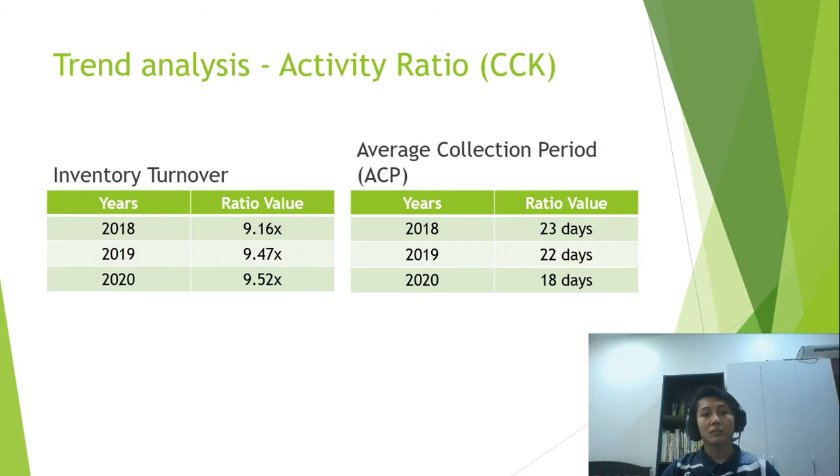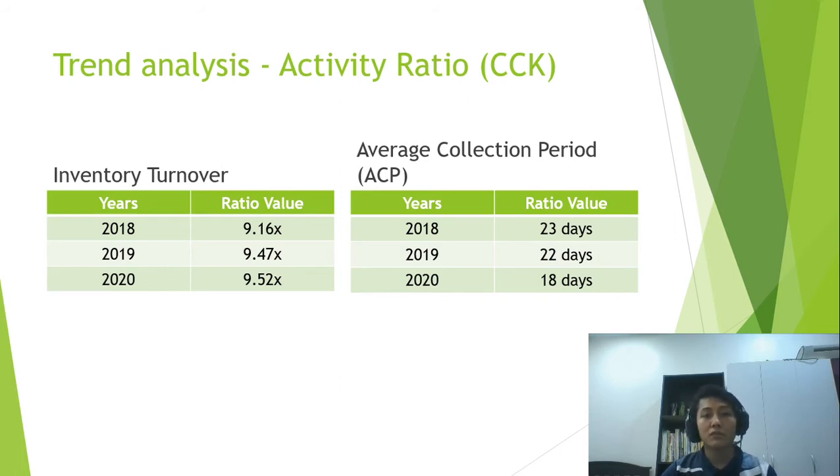We have the activity ratio, which consists of five ratio analyses. Its purpose is to measure the efficiency of the company's assets in generating sales. CCK's inventory turnover for all three consecutive years shows good ratio performance. Based on the table, we can see that the company had the highest inventory turnover performance in 2020. Therefore, it shows that the company was the most effective in using inventory to generate sales in 2020.